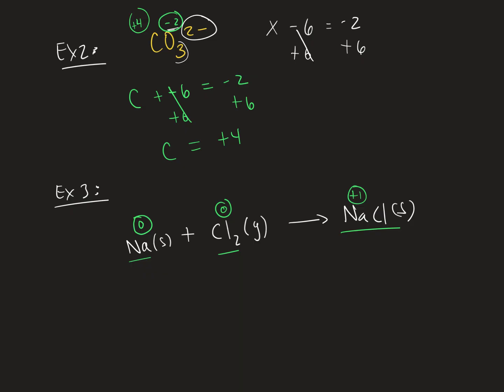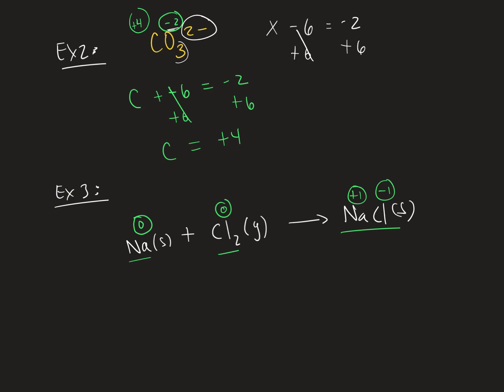+1. Do we have to memorize this? No, we look at the periodic table. What about chlorine? -1. Do those add to 0? There's one of each, they add to 0, so okay, that follows all of our rules.